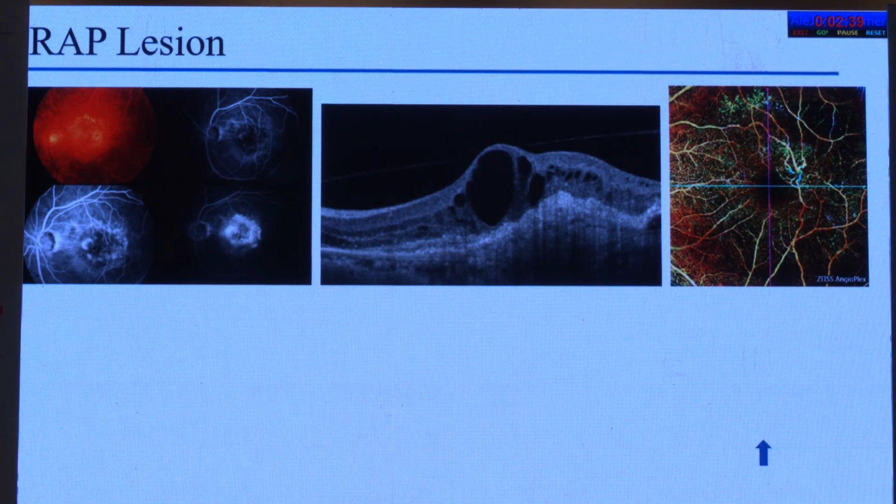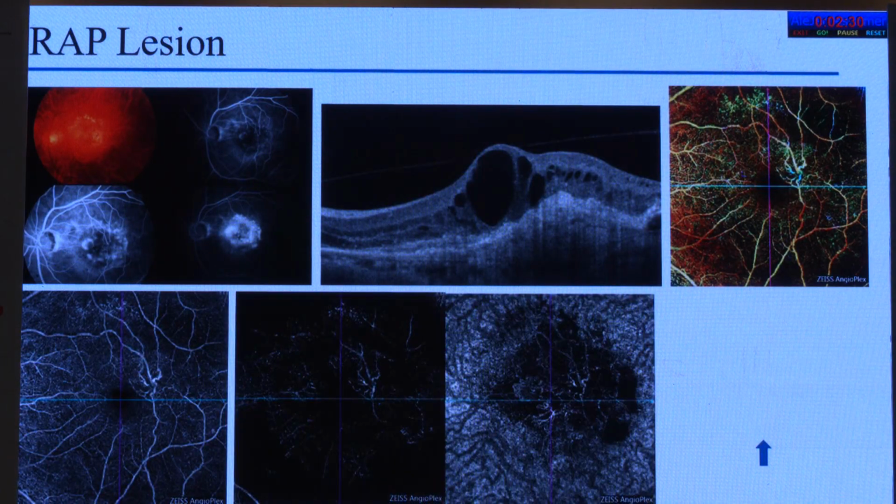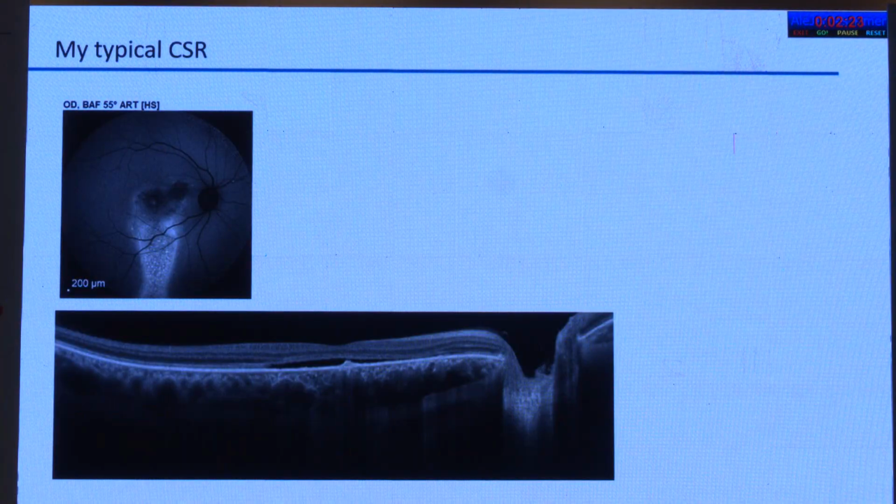You used to get these cystic lesions, and you get these diffuse leaks over there. And then finally, when OCTA came in, it was very, very clear how you could trace the vessel from the superficial to the avascular to the choriocapillaris, ultimately to the choroid. This is a typical CSR, and I think there was no confusion many years ago.